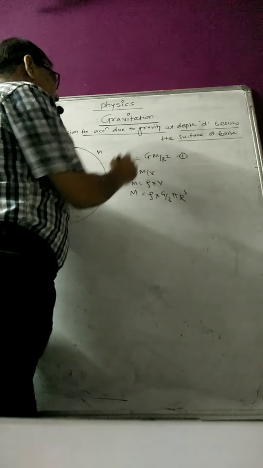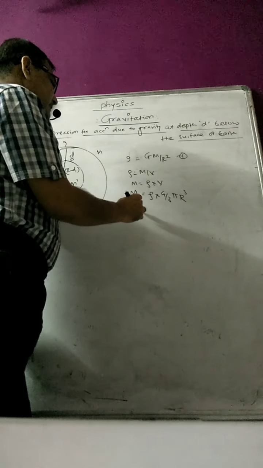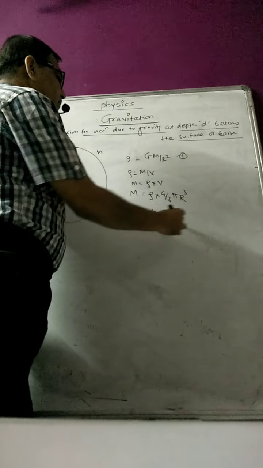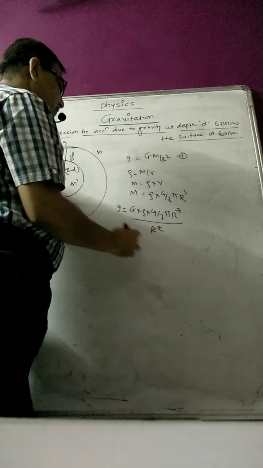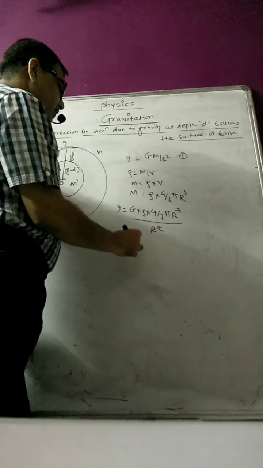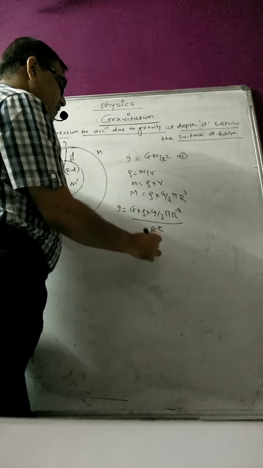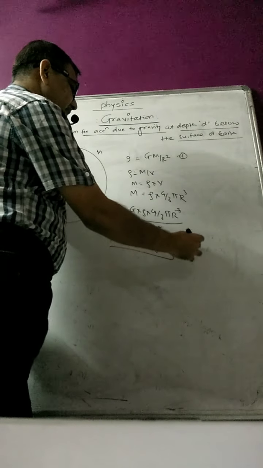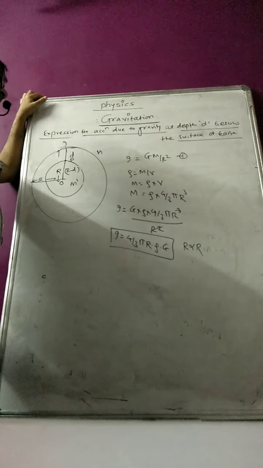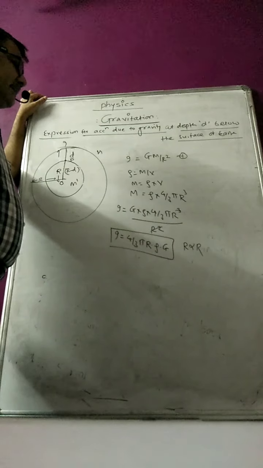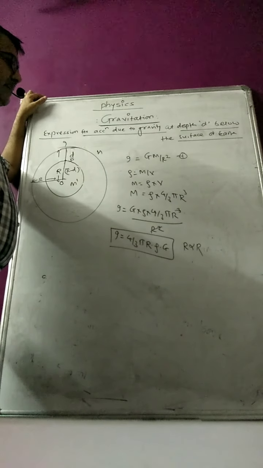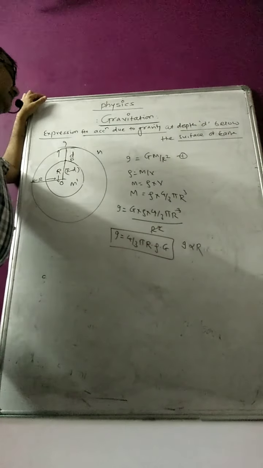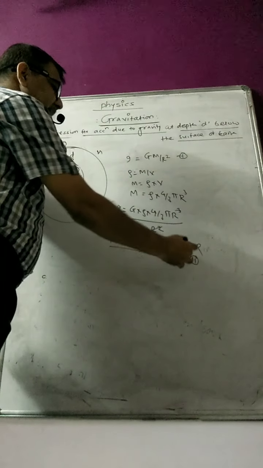Then if we put that value here, the expression for g will be G into rho into 4/3 pi R cube upon R square. R cube will get cancelled. G is equal to 4/3 pi R rho into G. Okay, so that will be the expression. It means g is directly proportional to R, if the density and gravitational constant 4/3 pi remain constant. So g is directly proportional to capital R. Now this is the first expression which we can say. So this is the second expression.